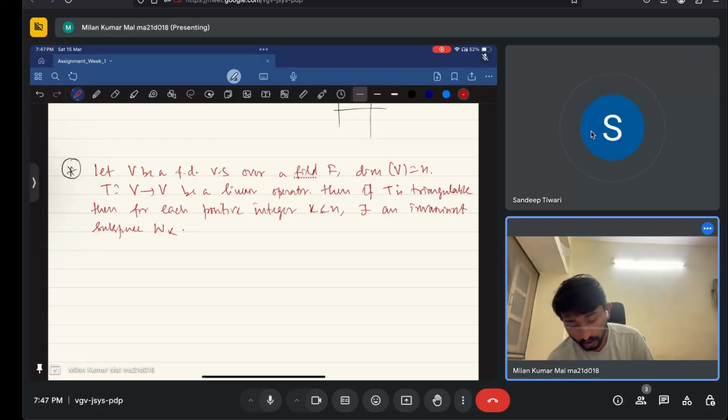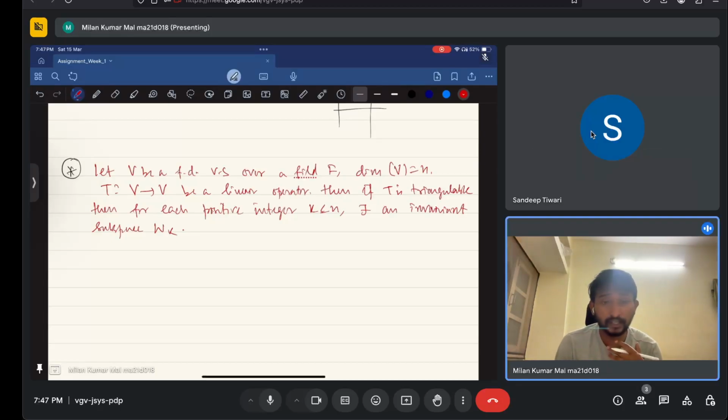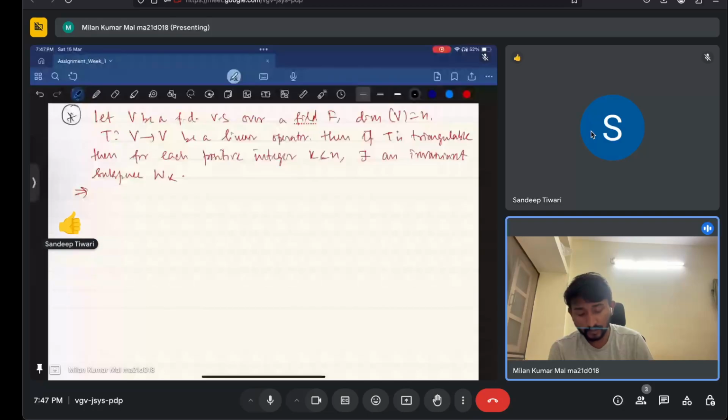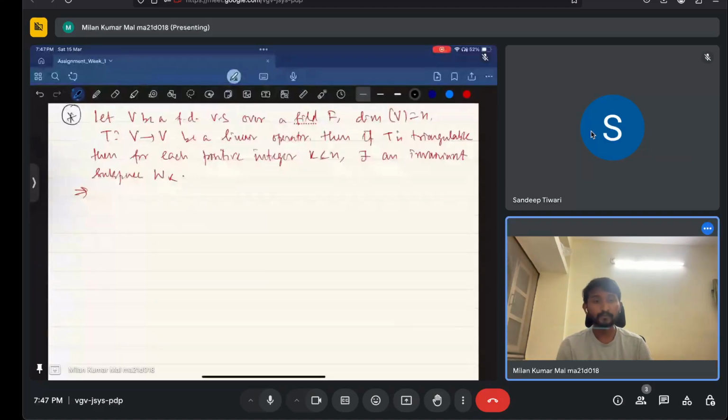Yes, sir. So I'm just going first. I'm just showing. I'm not trying to say why this is true yet, I'll prove it after. If it is triangulable, that means there exists an ordered basis with respect to which the matrix is given this way, with a11, a22, all the way to ann. So there must exist an ordered basis with respect to which the matrix is given this way.